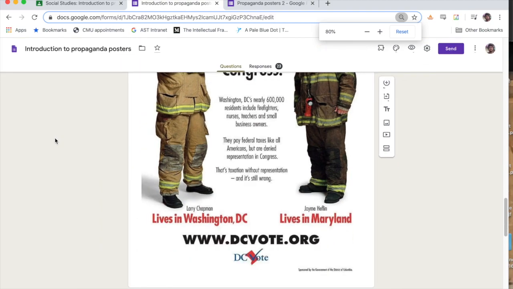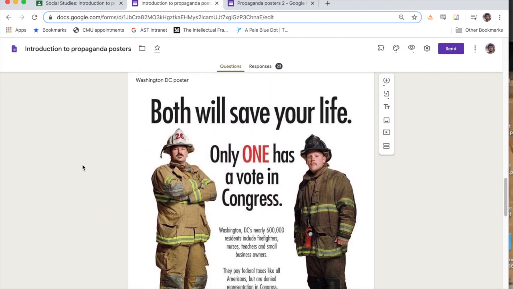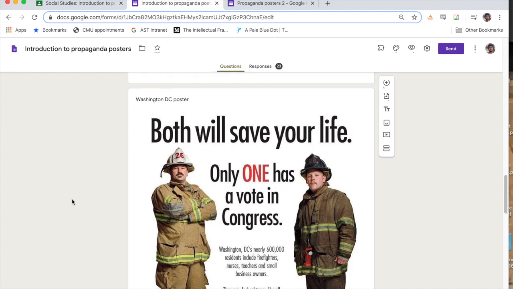Oh, it's not going to make it easy for me to see the whole thing, is it? We'll just do that. This is about giving people in Washington, D.C. the right to vote. So the audience was people in D.C. Somebody said people in Congress. People in Congress could change the vote of people in D.C., so I think that's fair.